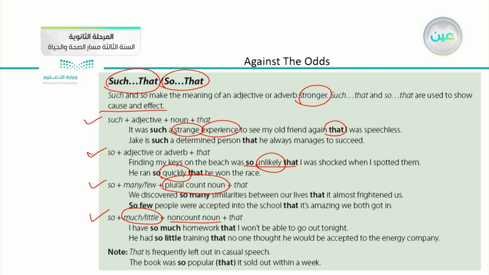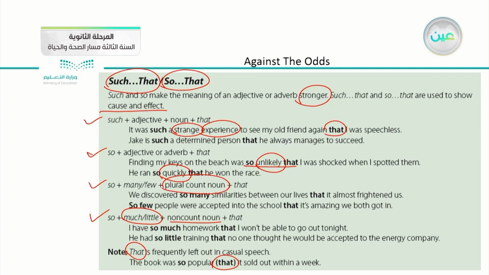Let's keep in mind that "that" is frequently left out in casual speech. When you talk to your friend, a family member, or in any casual situation, it is fine, and it is usually the word that is left out. For example, the book was so popular that it sold out within a week. We can omit "that" or we can keep it.